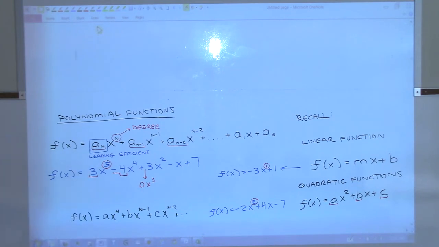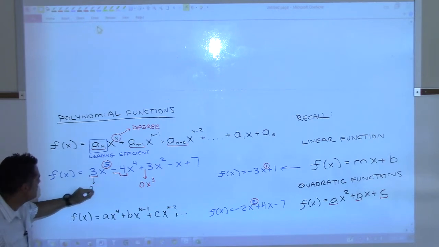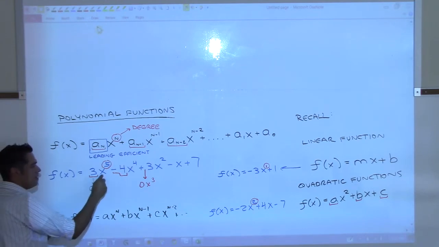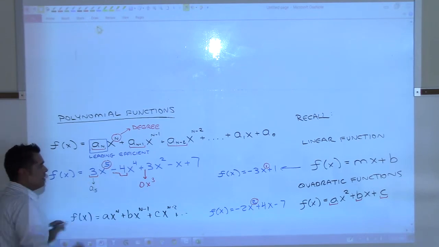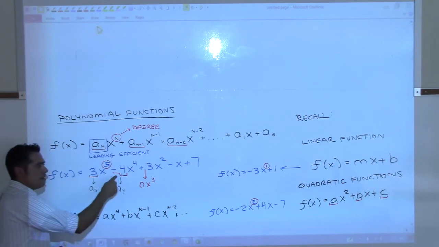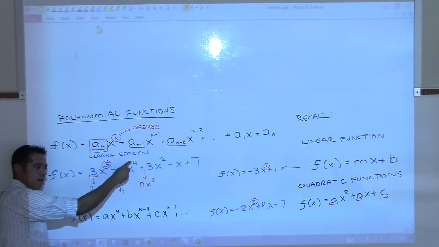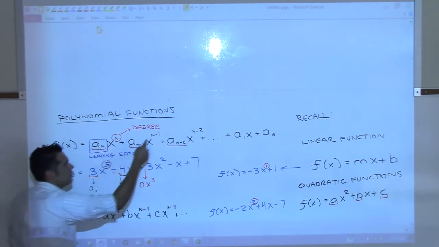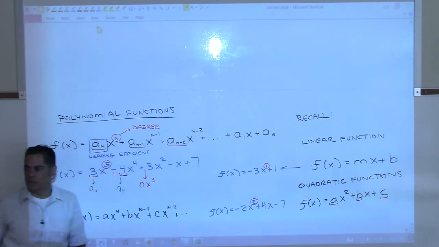So what I'm saying is, this would be a sub 5. It's the number that's in front of x to the 5th power, right? This right here would be a sub 4 because it is the number in front of x to the 4th power, right? Why not just call this thing a, b, c, d? Why confuse everyone?